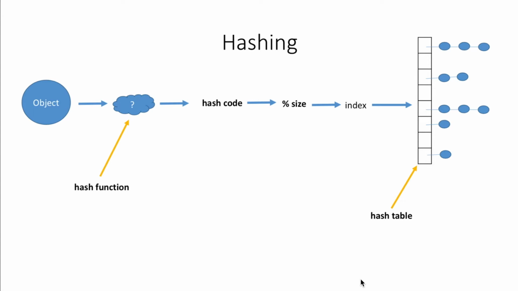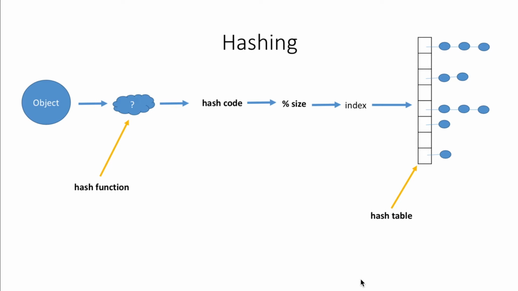So now if we think about the whole process, given an object, we take the identifying properties of that object, provide it to a hash function. The hash function produces a hash code, which is just an integer. Now we do it mod the size of the hash table, we get an index, and now what we have to do is we have to check, do we have a collision?